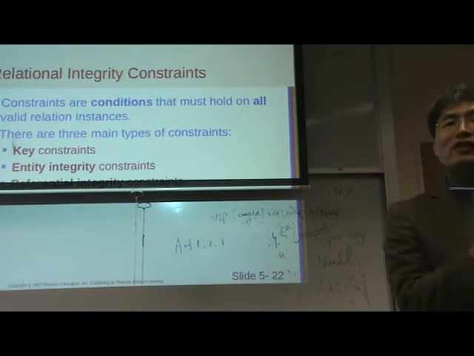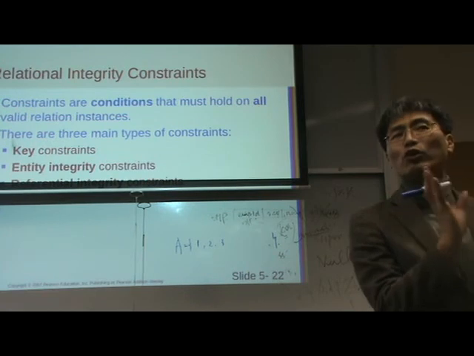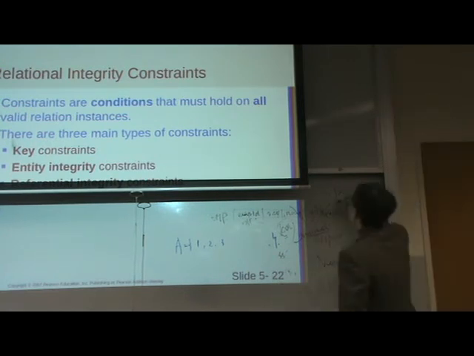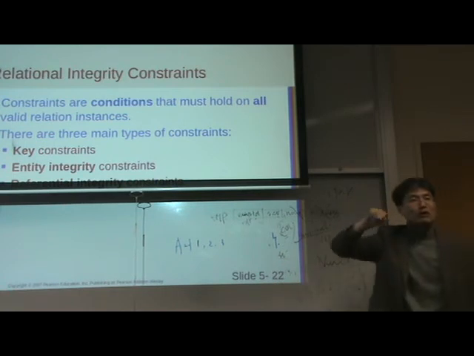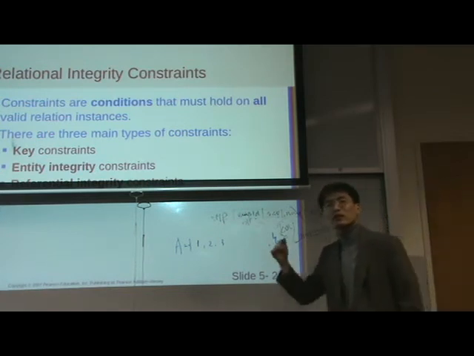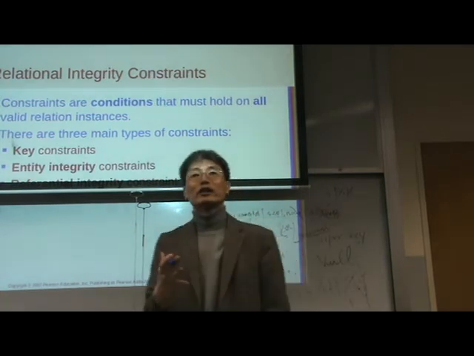Okay? That is the reason. I think you already heard about the definition of the primary key before. Primary key should be non-null and unique. Yes. That is the reason why primary key is non-null and unique.